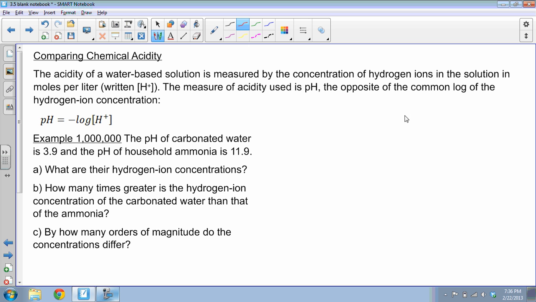So let's do this example. The pH of carbonated water is 3.9, and the pH of household ammonia is 11.9. Part A asks what their hydrogen ion concentrations are. So we're going to use this negative log of H plus formula that we've got going on.